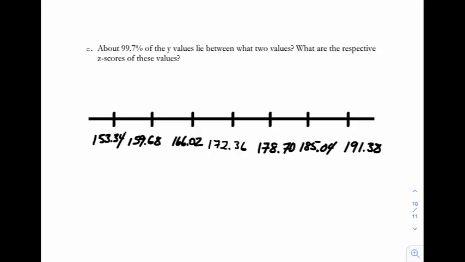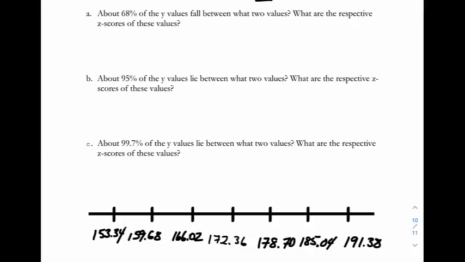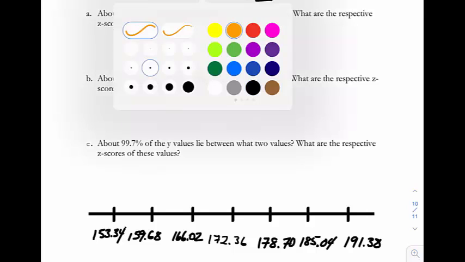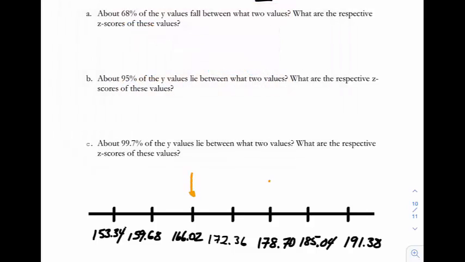So what we're going to do is answer the following for part A, part B, and part C. Part A, between what two values? We can pinpoint that within one standard deviation of the mean. So the lower bound is 166.02 and the upper is 178.70. And of course, what are the respective z-scores?